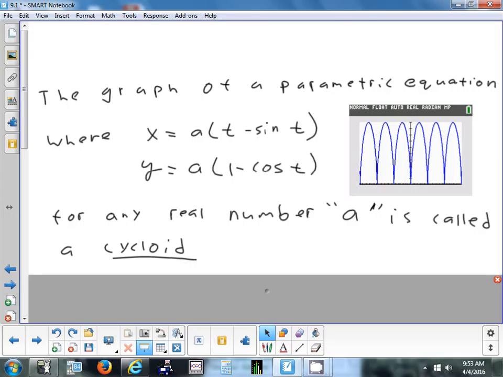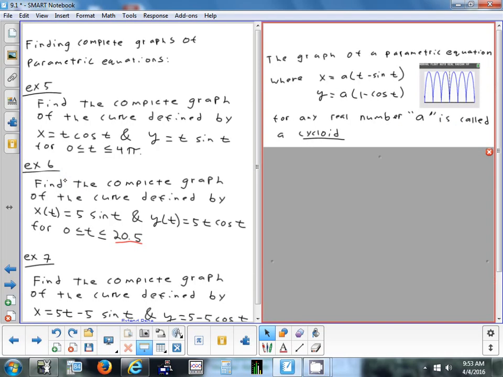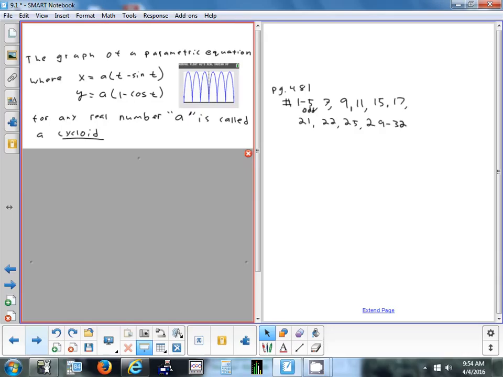Right, so tonight I'll just have you practice graphing a little bit and trying to eliminate the parameter, and we'll take a look at that tomorrow. All right, so the homework is on page 481. It's a lot of just single problems, so it kind of skips around. Problems 1 to 5, 7, 9, 11, 15, 17, 21, 22, 25, and 29 to 32.